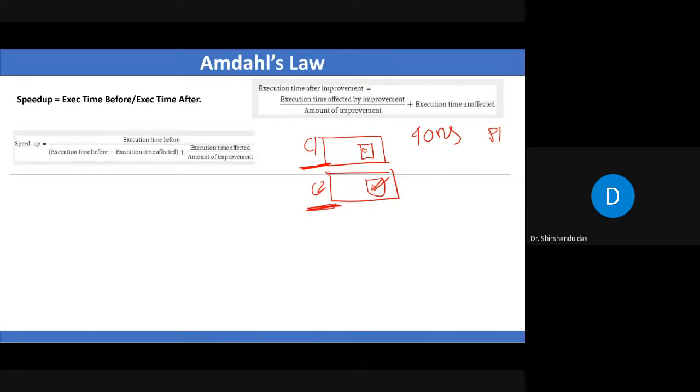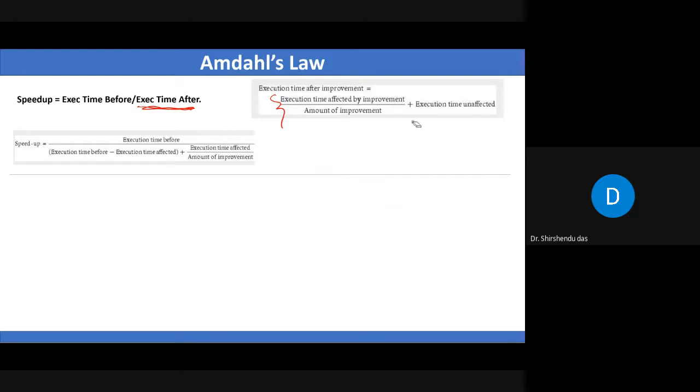Now if we want to calculate the execution time after improvement, this is the formula. The execution time affected by the improvement: what is the execution time that is affected? Here, suppose this execution time is affected by the improvement. So the execution time affected by the improvement divided by the amount of improvement, how much improvement has been done, plus the execution time unaffected. So let me give you an example, because here you can use Amdahl's law and you can use this term improvement for different parameters. I was giving an example in the last lecture also.